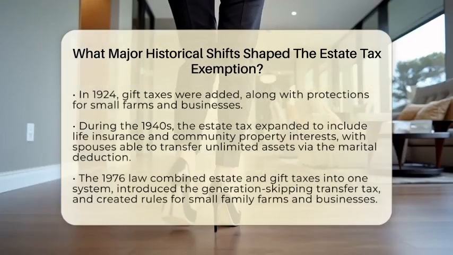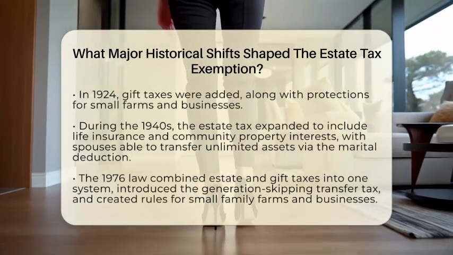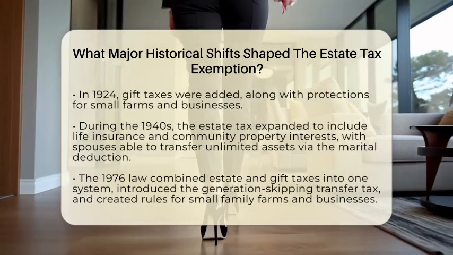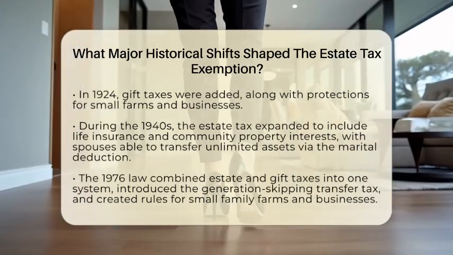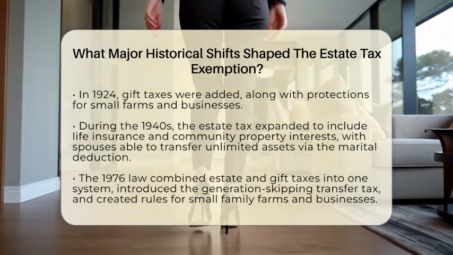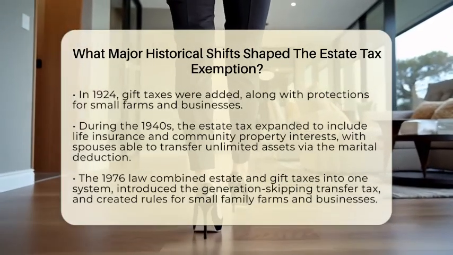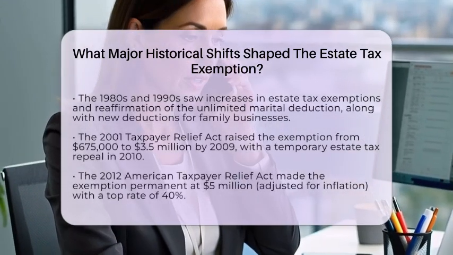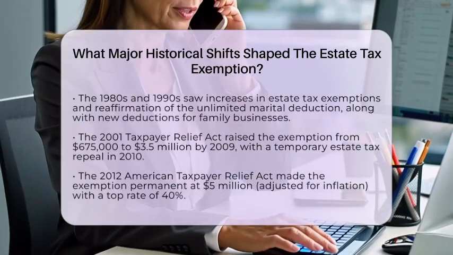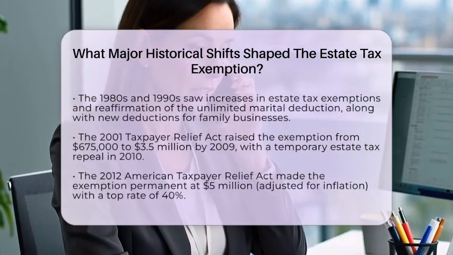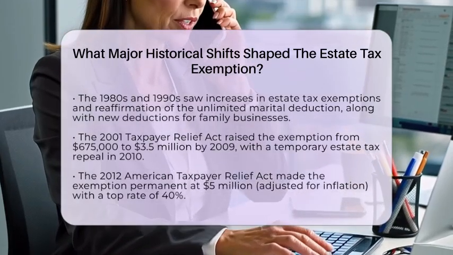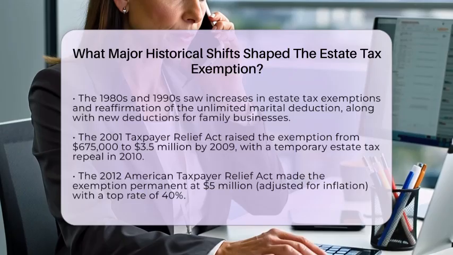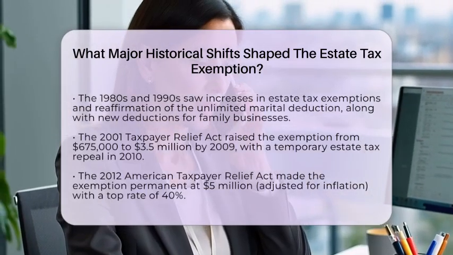A big shift happened in 1976 when estate and gift taxes were combined into one system. This made planning easier and introduced the generation-skipping transfer tax, which stops wealthy families from avoiding estate taxes by skipping a generation. It also created rules to help small family businesses and farms. In the 1980s and 90s, the law kept evolving. The estate tax exemption was increased, and the unlimited marital deduction was confirmed. New rules were added to help families keep land and businesses, like the qualified family-owned business deduction.